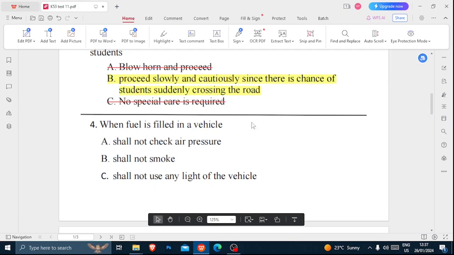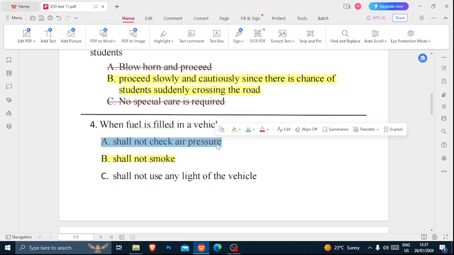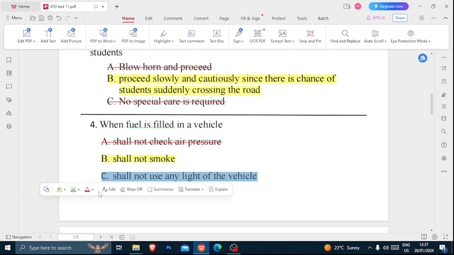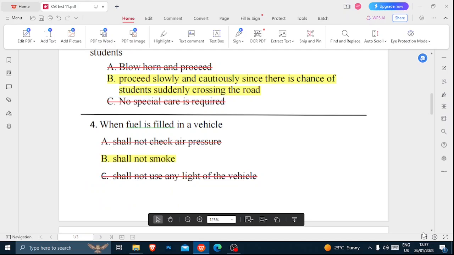When fuel is filled in a vehicle: option A, shall not check air pressure. B, shall not smoke. C, shall not use any light of the vehicle. Here we're talking about fuel being filled, right? What you are not supposed to do is smoke, because remember, fuel is a highly flammable chemical. You do not want smoke particles flying off into the air and mixing with the fuel, which can potentially cause a fire to erupt. So this one is also wrong here. Our correct answer is that you should not smoke.